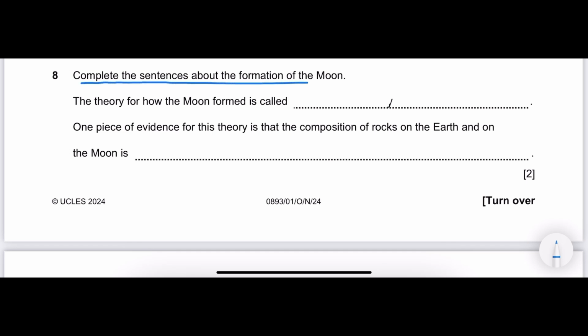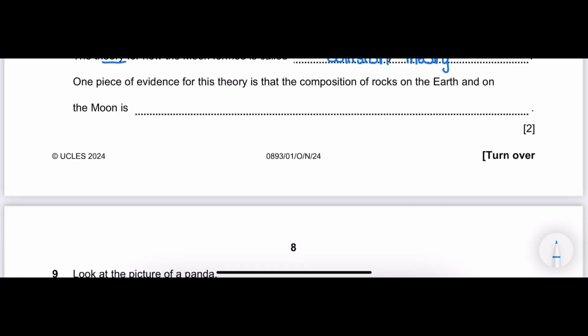This question is about how the moon was formed. Scientists believe the moon was created from a giant collision. The theory explaining this is called the collision theory. One piece of evidence supporting this theory is that the rocks on the moon and the rocks on Earth are similar.